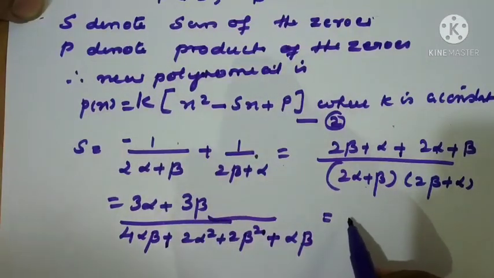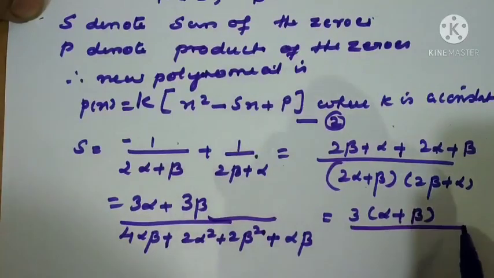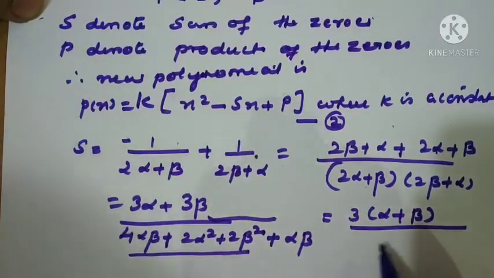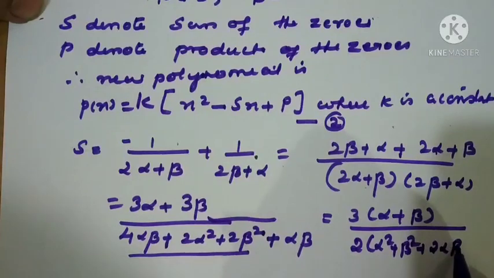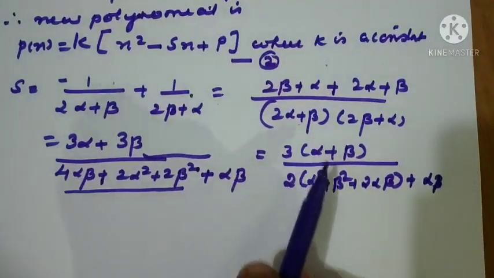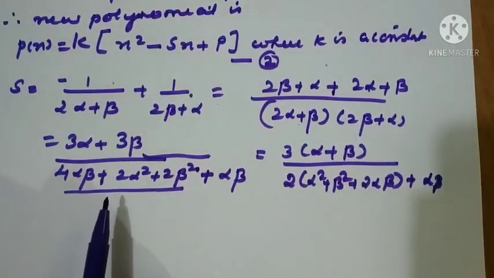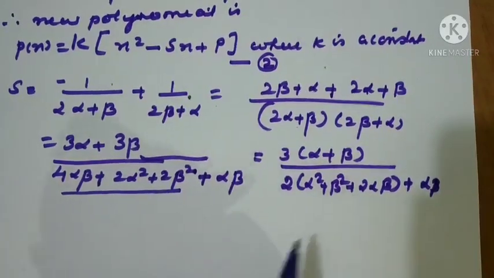So the numerator we can write as 3 into alpha plus beta only, right? But here I can take a common 2 from these three terms: 2 into alpha square plus beta square plus 2 alpha beta plus alpha beta. So we reduced this to 4 alpha beta plus 2 alpha square plus 2 beta square by taking the common terms. We will get it like this.